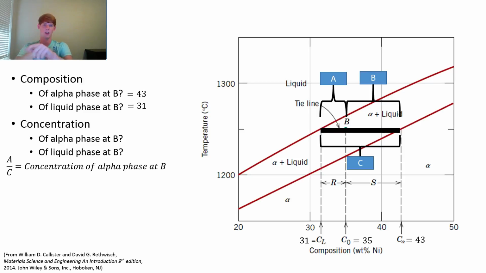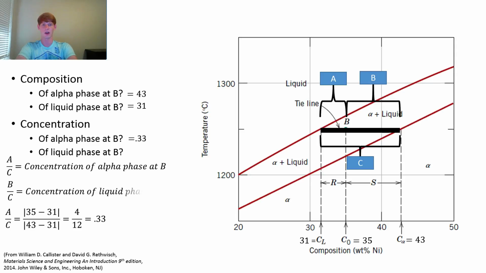A divided by the total length of the line. And if you were to look for the amount of liquid phase at B, you take the opposite line, which would be B, divided by C, the total length of the line. Pause it now if you want to look at the calculations.